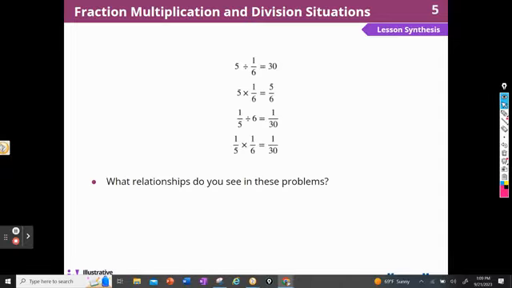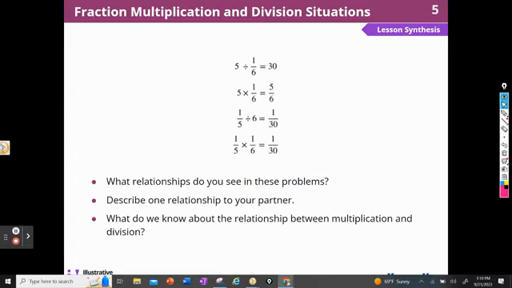All right, what is the relationship you see in these problems? Well, there is a 5 and a 6 in each expression. Some of the equations have multiplication and some have division. Some have a whole number value and some have a fraction. Okay, what do we know about the relationship between multiplication and division?